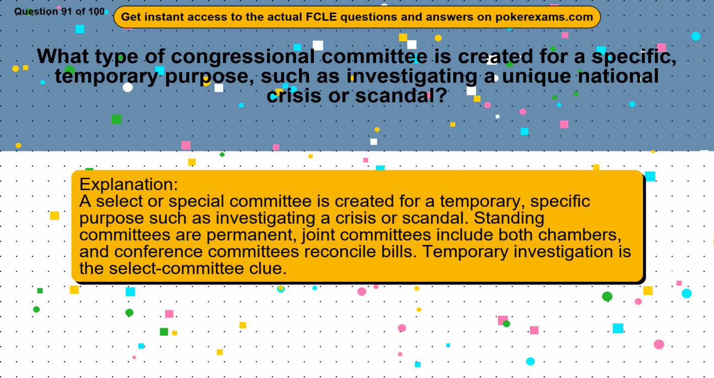A select or special committee is created for a temporary, specific purpose such as investigating a crisis or scandal. Standing committees are permanent, joint committees include both chambers, and conference committees reconcile bills. Temporary investigation is the select committee clue.